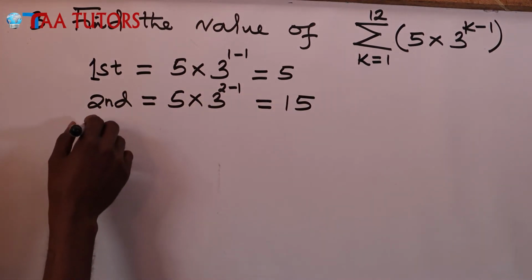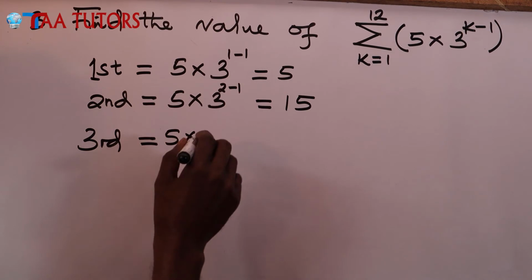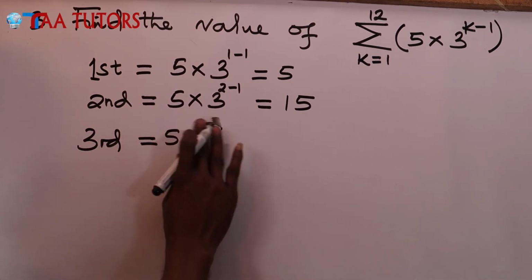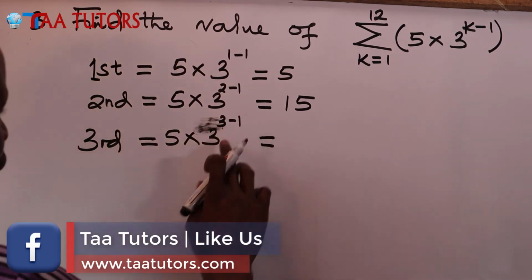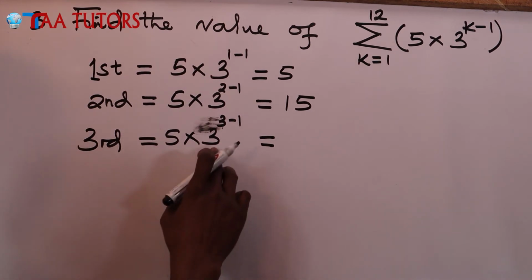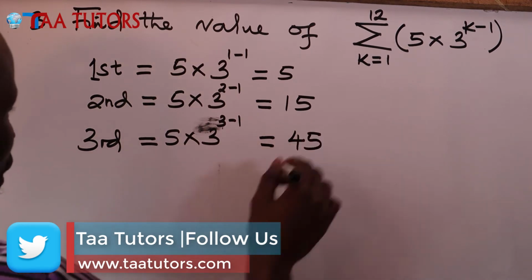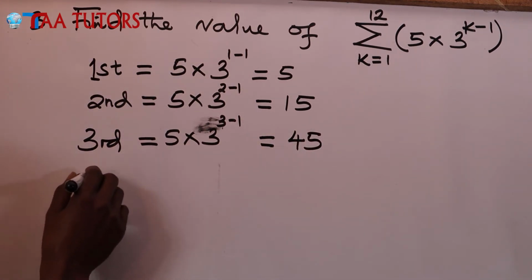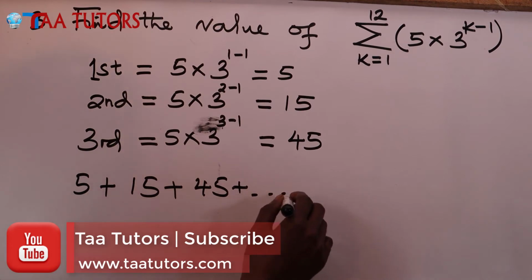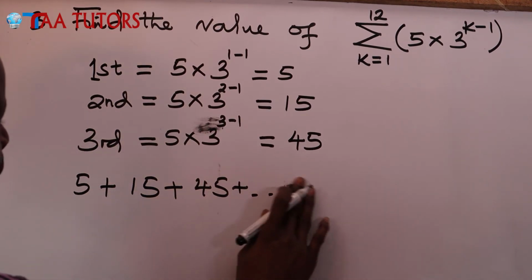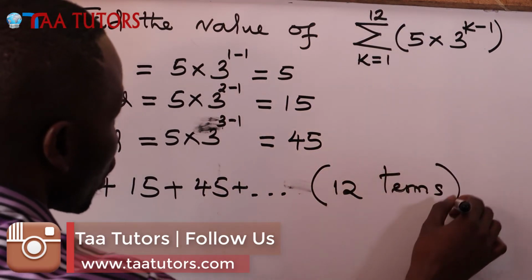So the second term is 15, and the third term, for that matter, will be 5 times 3 power 3 minus 1, when k is 3. 3 minus 1 is 2. So 3 power 2 is 9. 9 times 5 is 45. So we are going to see these numbers moving this way: 5 plus 15 plus 45 plus a number that we don't know, and they are going up to 12 terms.